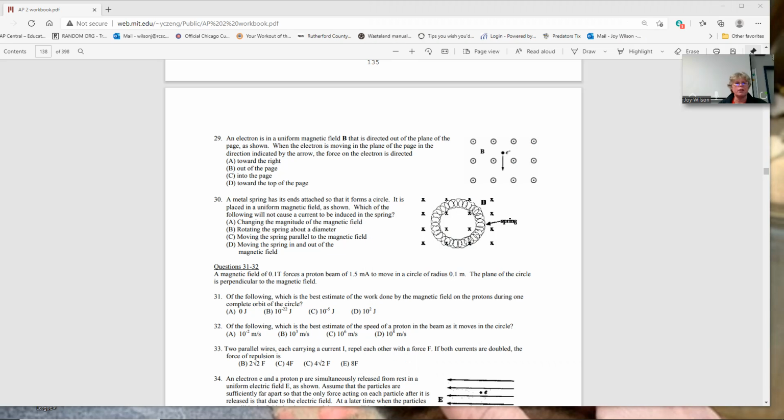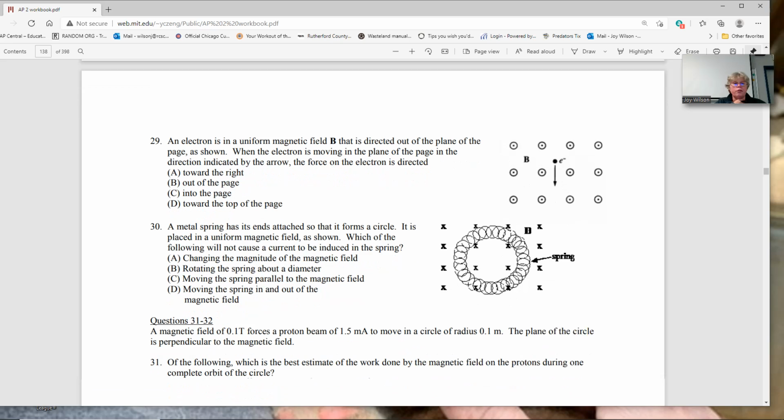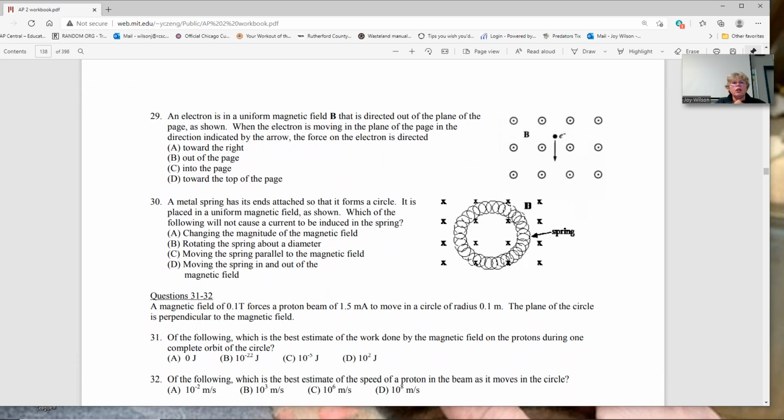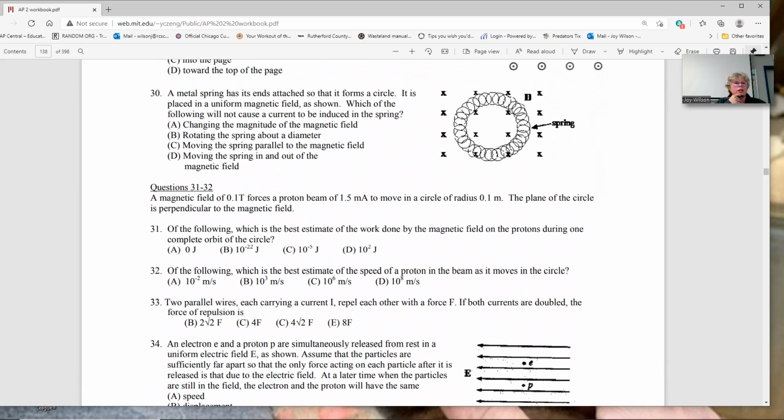Okay, all right, so in this case, you have a magnetic spring. And I want to talk about the ideas of induction. Then we're going to write them down. But here's what we get. We have a metal spring, a slinky, if you will, that's been wrapped around like this. That's what we got. Which of the following will not cause a current to be induced?